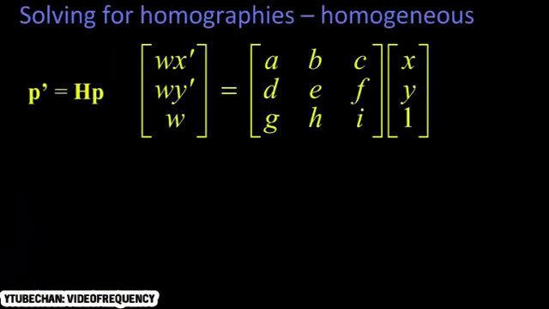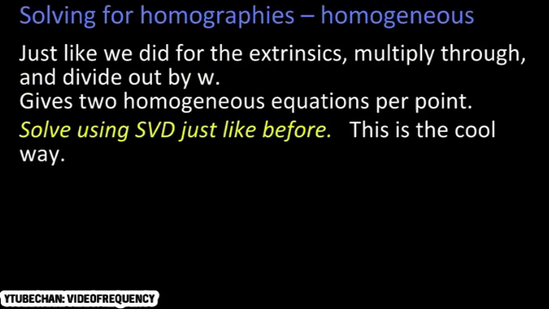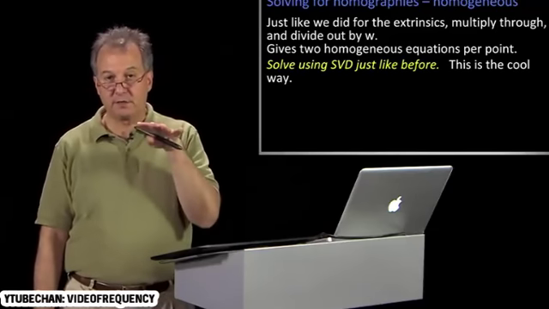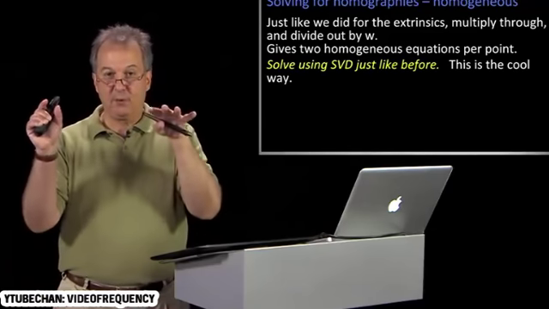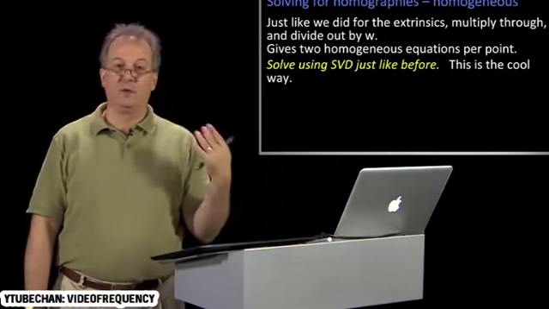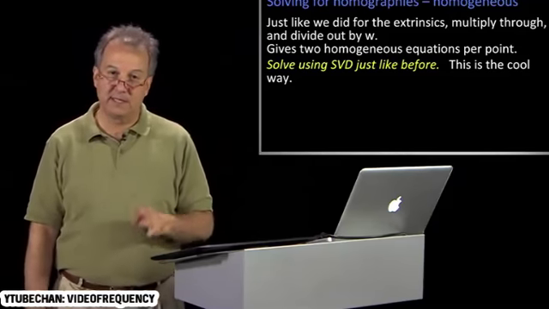Thinking about this set of equations, we've already seen this. Remember when we were doing the extrinsics, and we had a whole bunch of equations, 2n of them, and we had Am equals 0. So we can do just like we did before. You multiply this through, you divide out by w, and you'll get 2 homogeneous equations for each point. Now instead of m, we're solving for h, and we have a whole bunch of terms, all linear in terms of h, and it equals 0. We have 2n of those equations, where n is the number of points. And how do we solve this? We'll use singular value decomposition just like we did last time.